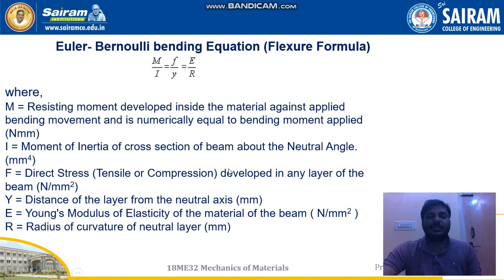I is the moment of inertia of the cross section of the beam about the neutral axis. The cross section is the area where we apply the load. F is the direct stress developed in any layer of the beam, whether compressive or tensile. Next, y is the distance of the layer from the neutral axis.